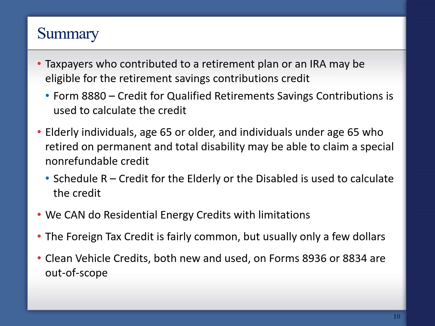In summary, we reviewed the credit for qualified savings contributions, credit for the elderly or disabled, residential energy credit, and foreign tax credit. Clean vehicle credits, both new and used, on Forms 8936 or 8834 are out of scope.